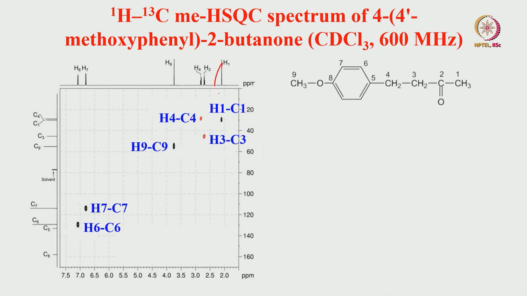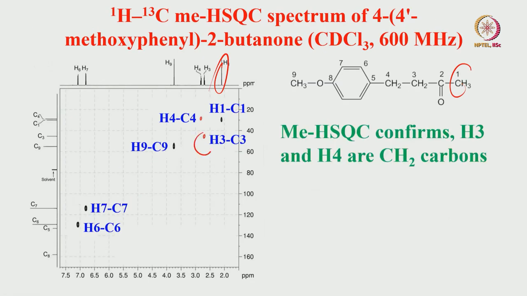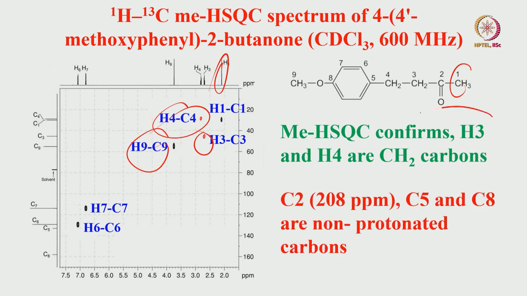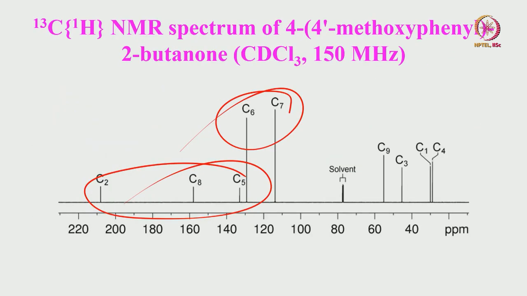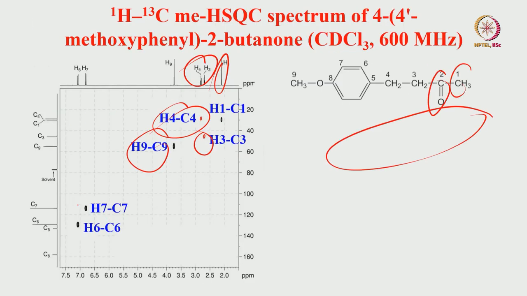So confidently we can start with H1. Then we know H1, C1, this is H3, C3, H4, C4, and all those things. The multiplicity edited HSQC confirms that 3 and 4 are CH2 carbons and the rest are all CH and CH3 carbons. There is also a quaternary carbon here. You don't see it in the HSQC, but in the 1D carbon 13, at 208, that is the quaternary carbon, carbon 2.